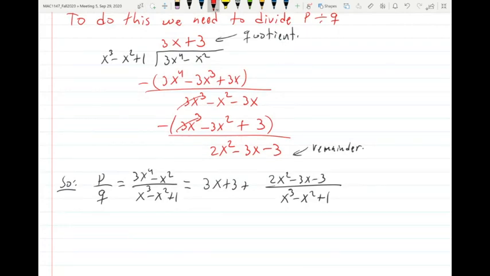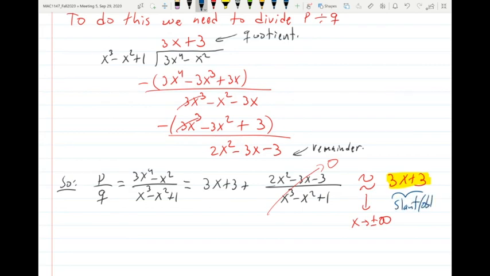So when we do the division, now let us analyze our function. So what does this get close to when x is big, when x approaches positive and negative infinity? Well, notice that that fraction that we have here now, the remainder over divisor, this is going to go to 0 because the degree of the top is less than the bottom. So when x is very big, our function is going to get close to 3x plus 3. So this is a better approximation. It's not really 3x, but 3x plus 3. This guy, we call it the slant or oblique asymptote.